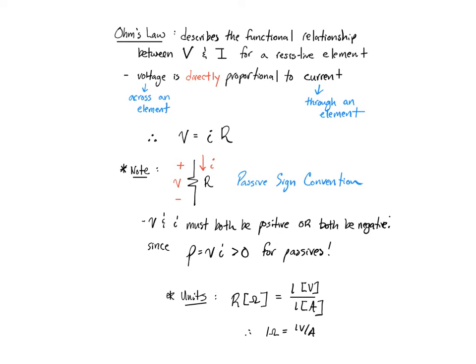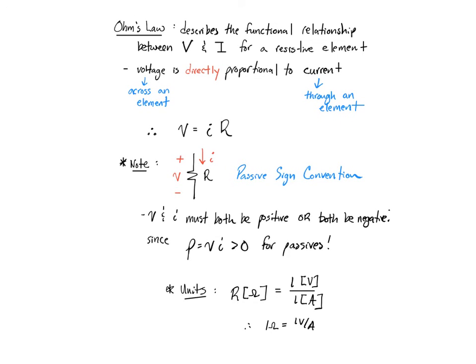As I mentioned when I talked about the generic element that has two terminals and can be described by a voltage across the element and a current through the element, as we sub in these elements, we will also have a functional relationship between V and I that describes the specific features of that element. Ohm's law is that functional relationship for a resistor, and it states that the voltage across an element is directly proportional to the current through the element. In other words, V equals I times a constant of proportionality, which is what we call the resistance.